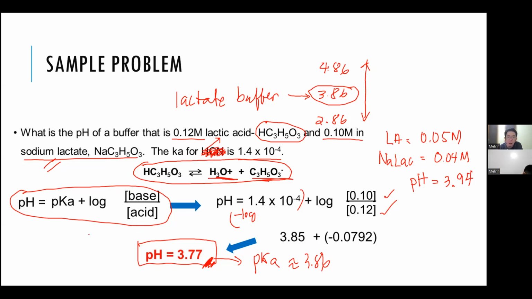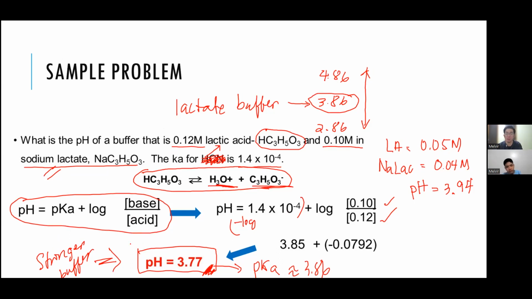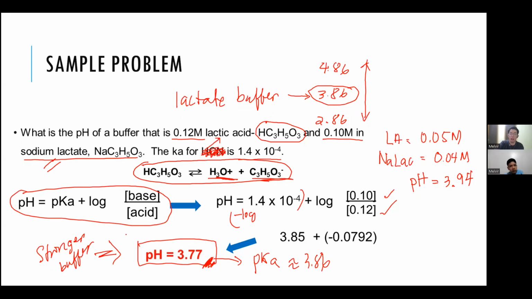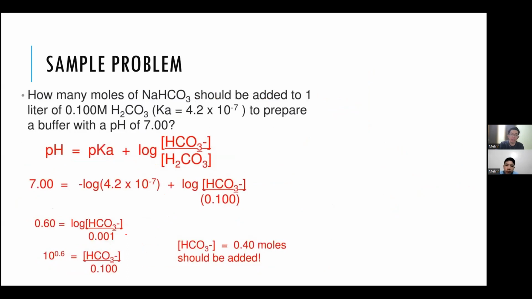Now, the stronger buffer there, Joshua, the answer, of course, you're right, is the 3.77. It is the stronger buffer. So aside from your pH being quite near to your pKa, the concentrations of your weak acid component and its conjugate base are higher compared to your 3.94 buffer. The 0.05 and 0.04 molar are only the concentrations of your components. Okay? I still have one more to solve here.